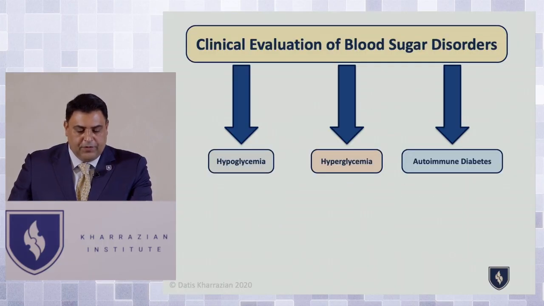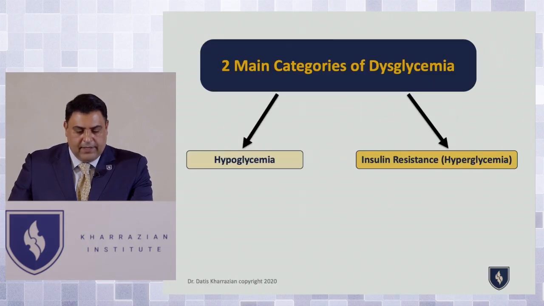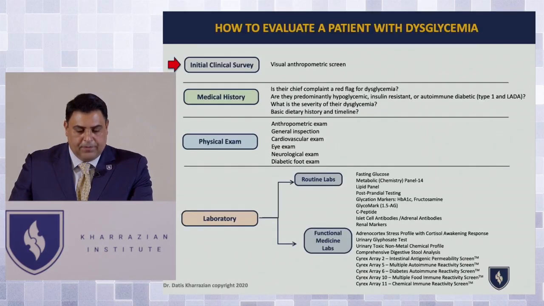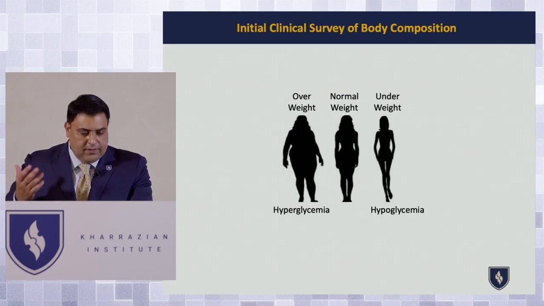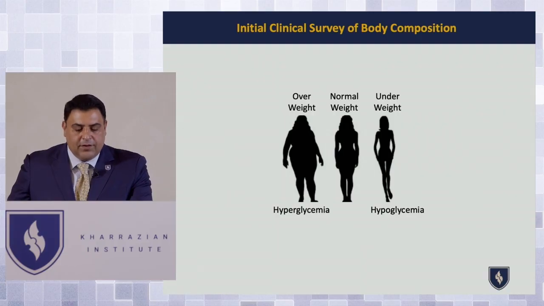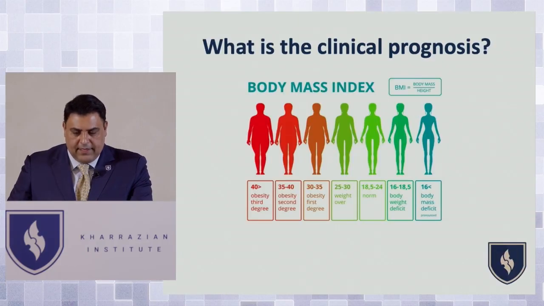And remember, these are the three areas that we're going to focus on. Now, as a clinician, the minute someone walks into your office, you're going to determine if they have a pattern of hypoglycemia or insulin resistance as you go through their case. And then starting with the initial clinical survey is just how do they look? So typically, overweight people tend to be hyperglycemic, underweight people tend to be more on the hypoglycemic side.